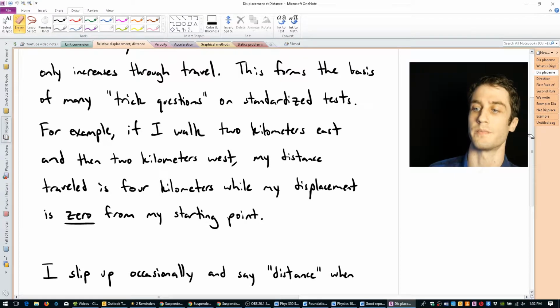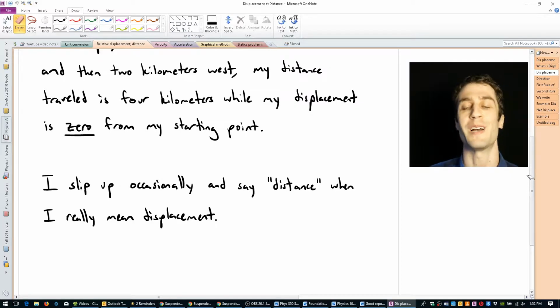And I have to be honest with you, I occasionally will slip up and say distance when I really mean displacement. I really should be better about it. I will try my best. Call me out on it if I do make a mistake, but most of the time I mean displacement, because physicists really care a lot more about displacement than they do about distance.